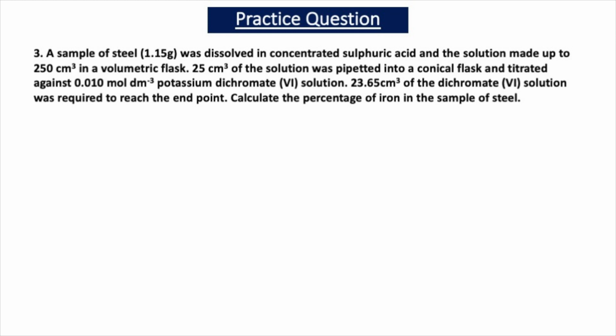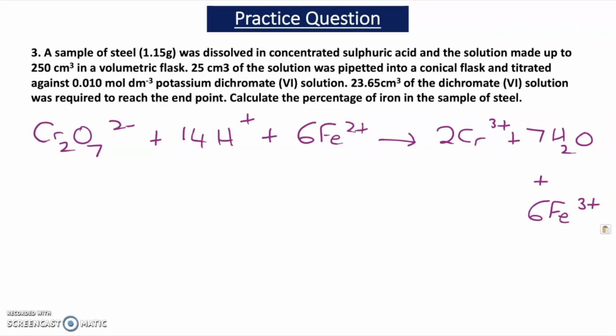Now this question says a sample of steel, 1.15 grams, was dissolved in concentrated sulfuric acid and the solution made up to 250 centimeters cubed in a volumetric flask. Now 25 centimeters cubed of the solution was pipetted into a conical flask and titrated against 0.010 mole per decimeter cubed potassium dichromate(VI) solution. 23.65 centimeters cubed of the dichromate(VI) solution was required to reach the endpoint. Calculate the percentage of iron in the sample of steel.